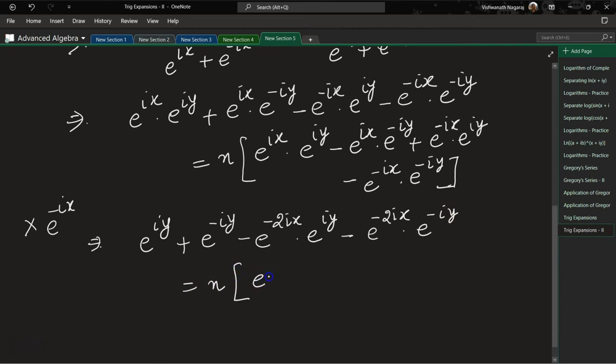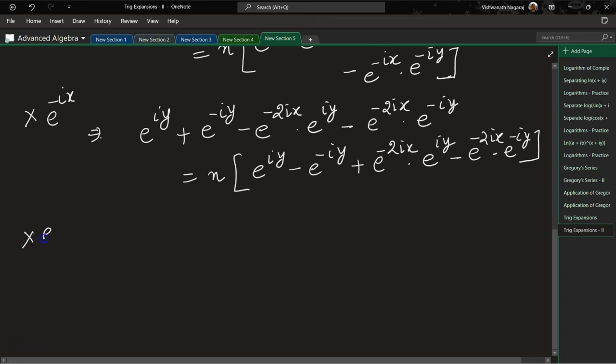Now this becomes 1 again, so e to the power of i y minus again 1, so e to the power of minus i y plus e to the power of minus 2 i x times e to the power of i y minus e to the power of minus 2 i x times e to the power of minus i y. Now again let's multiply it by e to the power of, we could choose any one. So let's say i y. What do we get?